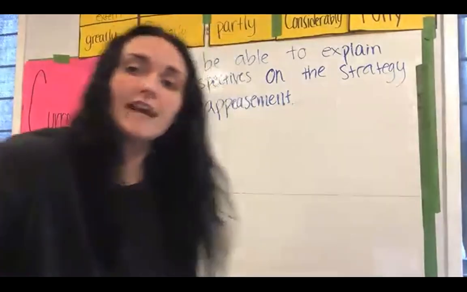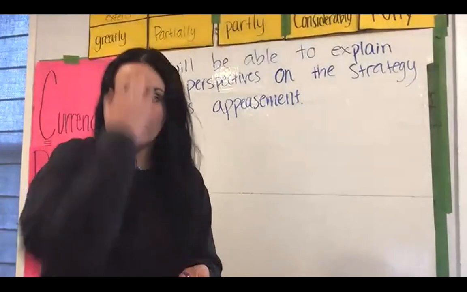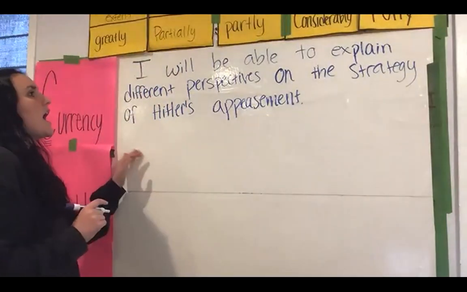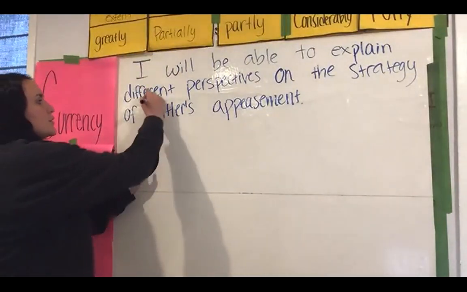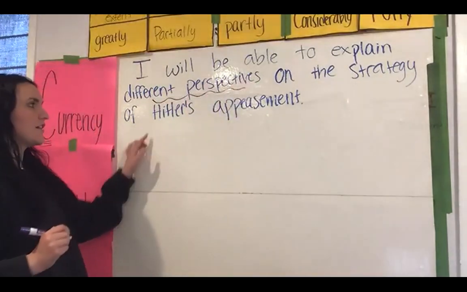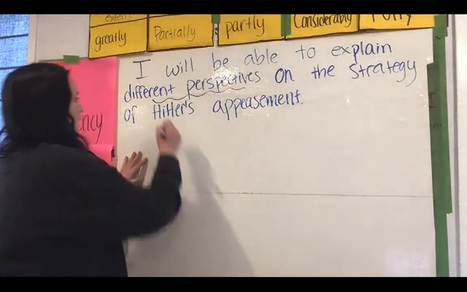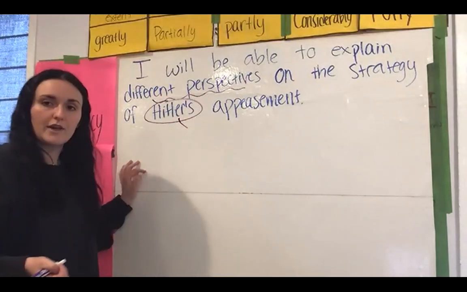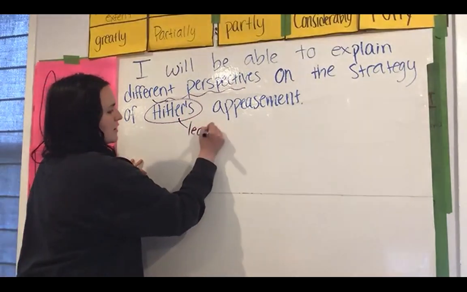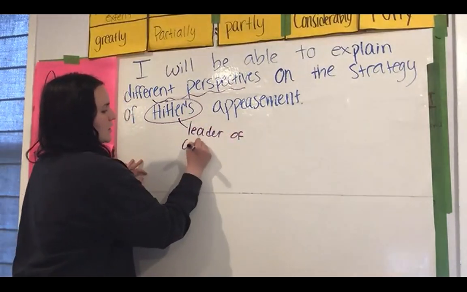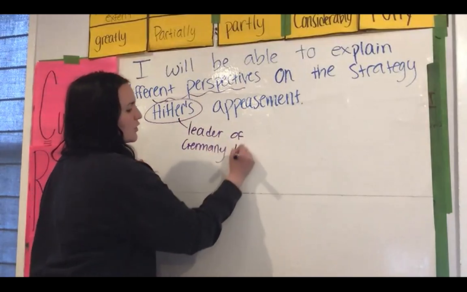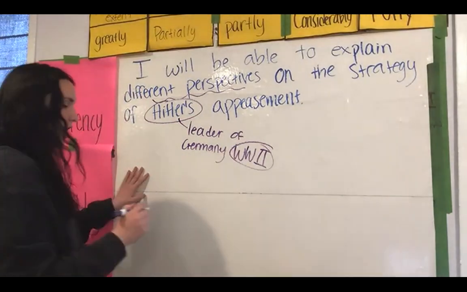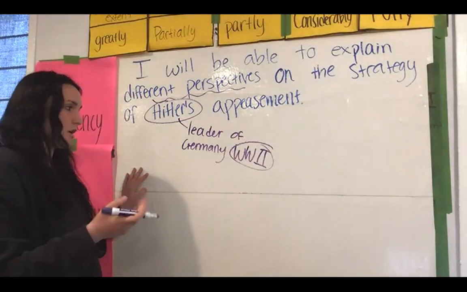All right, so today we are moving on to lesson 3 called Hitler's Appeasement. We're going to jump right in. I will be able to explain different perspectives on the strategy of Hitler's appeasement. So a couple of terms should jump out right away. Most of us are probably familiar with Hitler. He was the leader of Germany during World War II. He is also responsible for the Holocaust, which we will begin studying tomorrow.